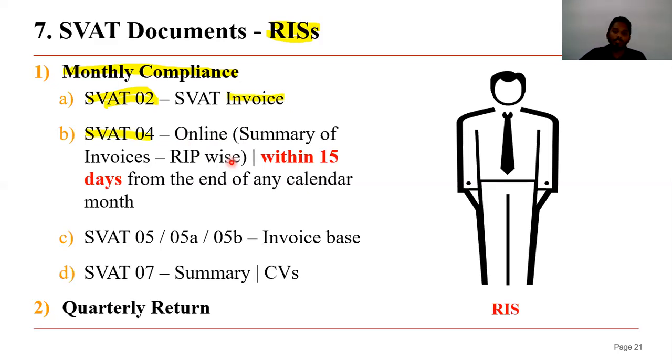Let's say you made supplies to ABC company. Then you will issue one. Then again, if you made supplies to B, you will again issue another SVAT 4 to B. Then XYZ company, let's say. Likewise.